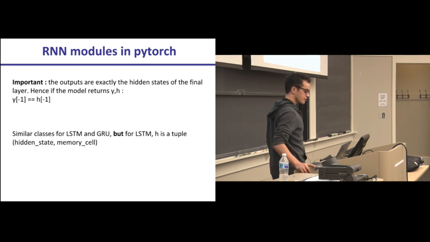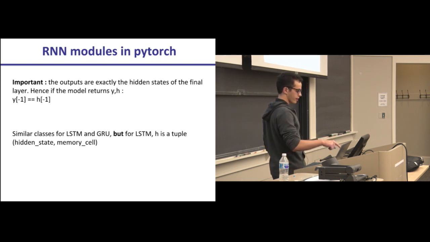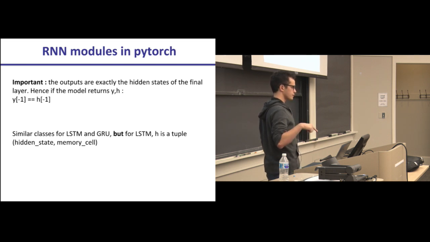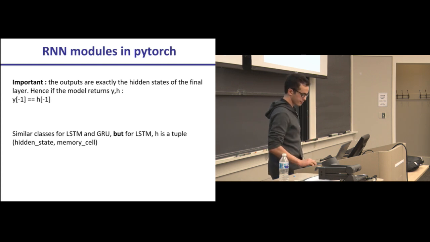So for LSTMs and GRUs, it's basically exactly the same thing, with just one difference: when the LSTM returns the hidden state, instead of being a tensor of shape number of layers times batch size times hidden size, as for the RNN, it returns both the hidden states and the memory cells. So you have a tuple of these things.